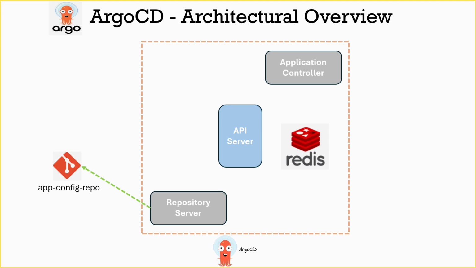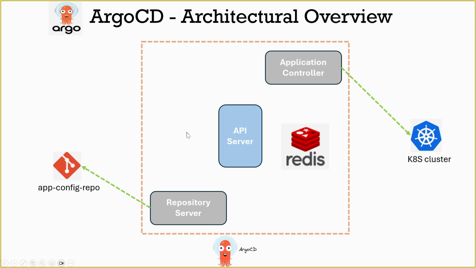Next, we need another component to get the current state of the Kubernetes cluster so that it can be compared with the desired state stored in Git. For that, we have the application controller. Well, the application controller is a Kubernetes controller that continuously compares the live state of the application running in the cluster with the desired target state stored in Git. If it detects that an application is out of sync, it can optionally take corrective action and bring the cluster back to the desired state.